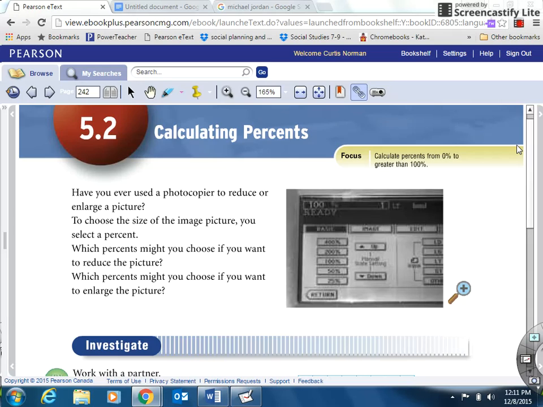Today's lesson will be on 5.2, and we're just dealing with percents. So let's get started here.